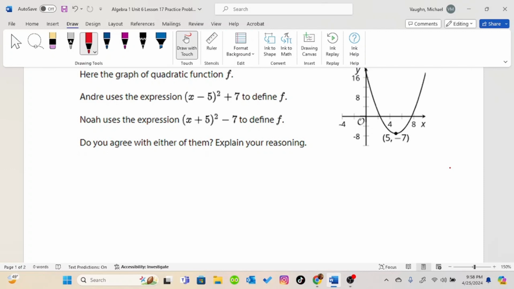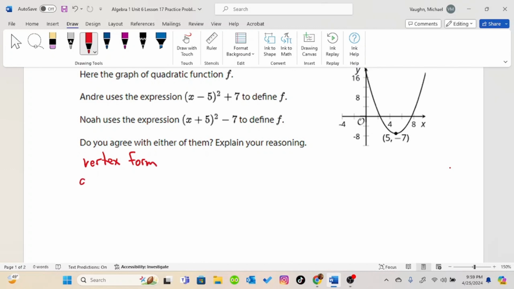Here's the graph of quadratic function f. Andre uses the expression x minus 5 squared plus 7 to define f. Noah uses the expression x plus 5 squared minus 7 to define f. Do you agree with either of them? Explain your reasoning. So these are in vertex form.